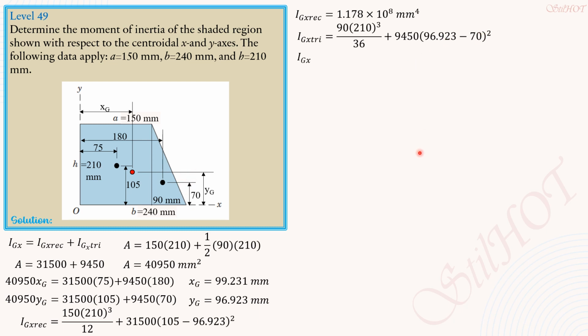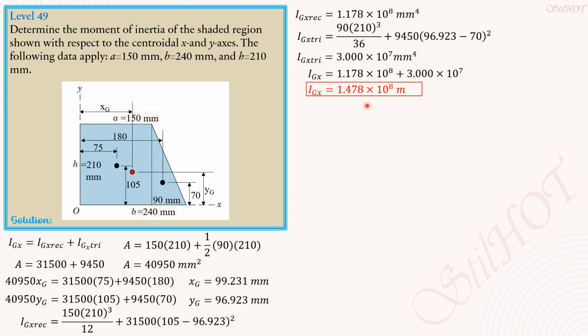So IGX of the triangle is equal to 3.000 times 10 to the 7 mm to the fourth. We can now compute IGX for the entire area. It is equal to 1.178 times 10 to the 8 plus 3 times 10 to the 7. So combining, IGX of the entire area is 1.478 times 10 to the 8 mm to the fourth.